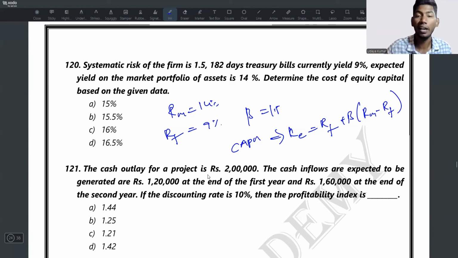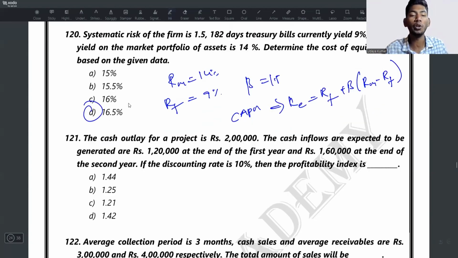Please try to solve it. Just pause the video and try to calculate the values. It's one of the most important questions, which is repeatedly asked in the examinations. Okay, the answer is 16.5%.